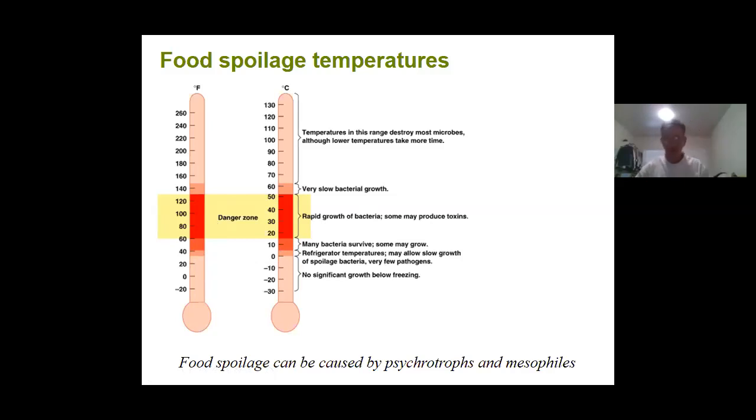It's the psychrotrophs that generally cause food spoilage in the refrigerator if you don't ever take it out and let it warm up. Mesophiles that are in the food, if you take the food out, they will grow when the food is warming up. And they will also grow when the food is cooling down when it's in the refrigerator. So it's mostly the psychrotrophs and the mesophiles that cause food spoilage.